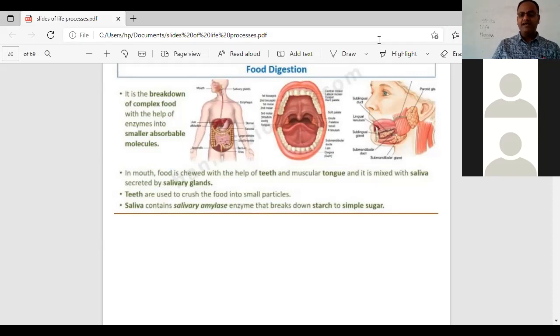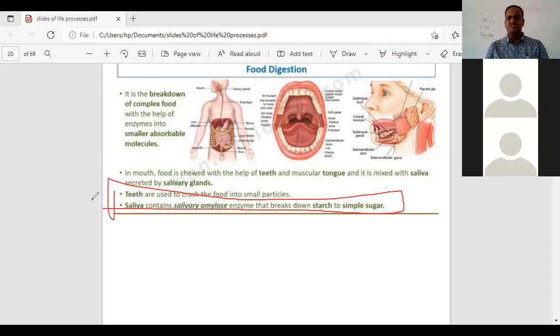In the mouth, we have the salivary gland, and this salivary gland secretes saliva. The saliva contains a very important enzyme, salivary amylase, which breaks the starch into simple sugar. So we can say the starch digestion begins in the mouth.